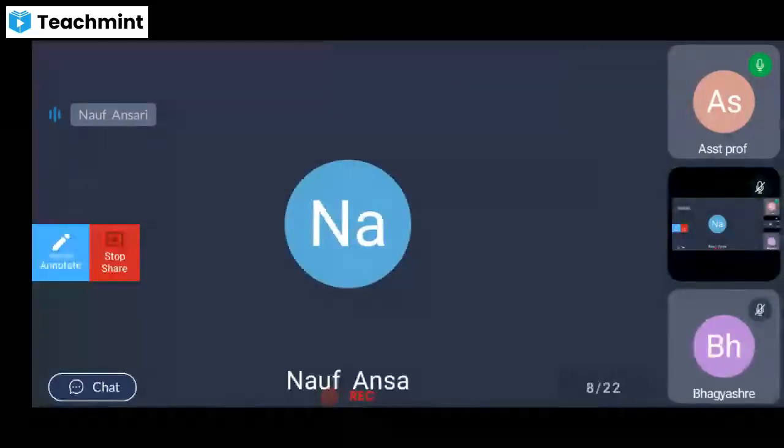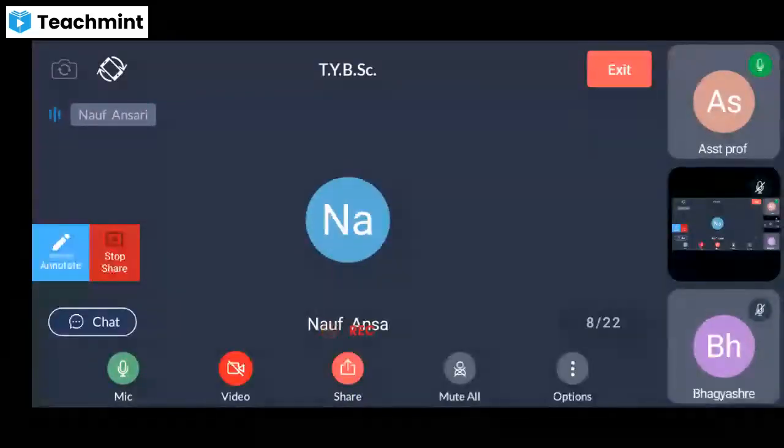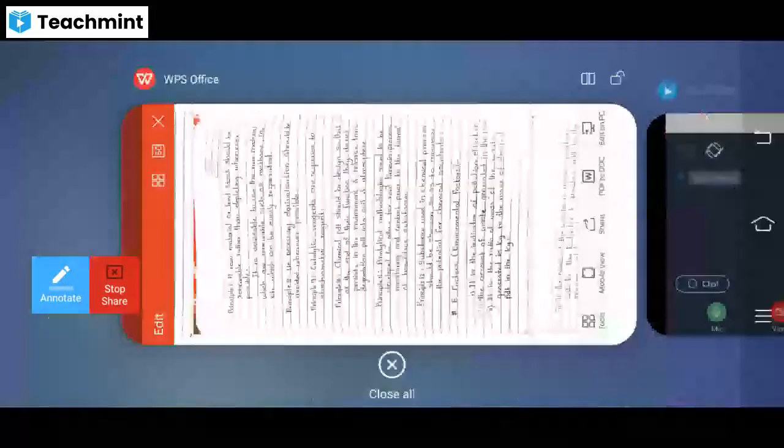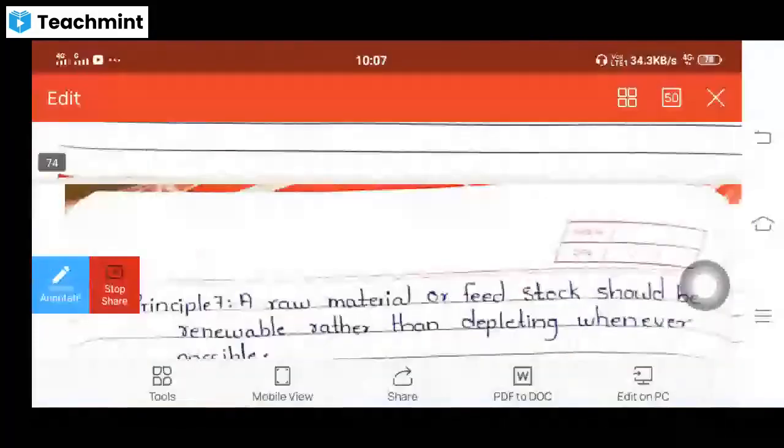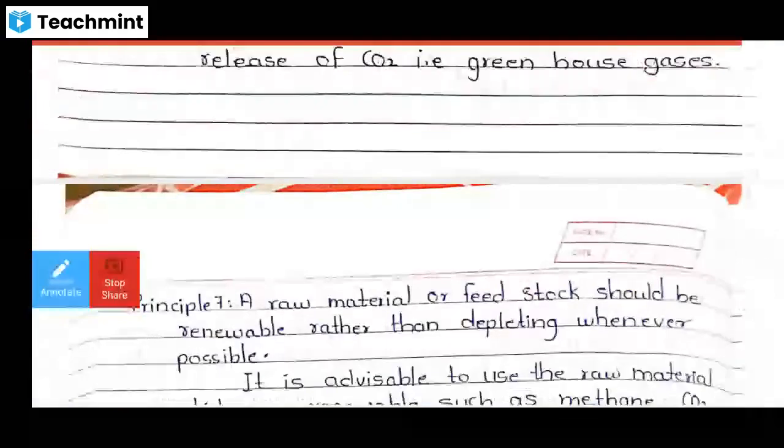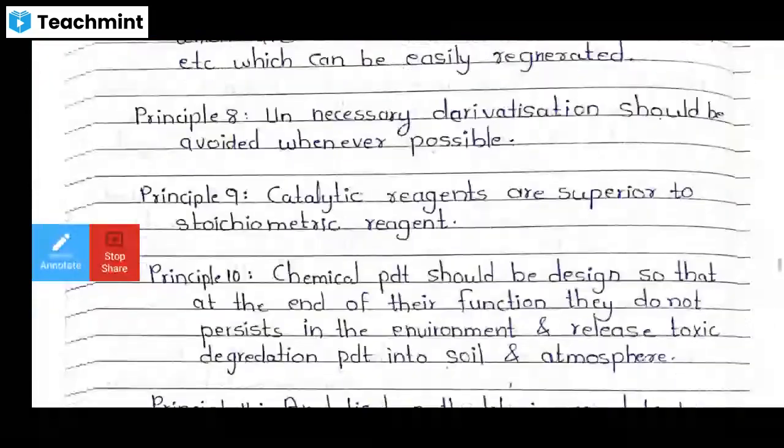Organic chemistry from the green chemistry perspective. In green chemistry, we have studied the 12 principles of green chemistry. All the principles are related to how to perform green chemistry, how to avoid hazardous materials, and how to replace volatile solvents with green sources. This is all about green chemistry.